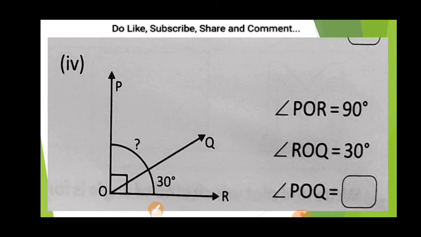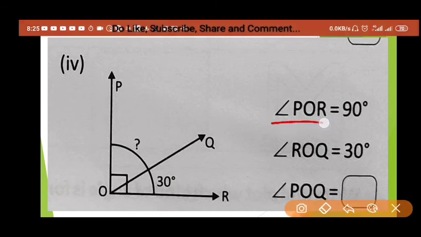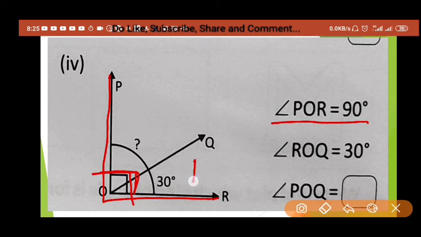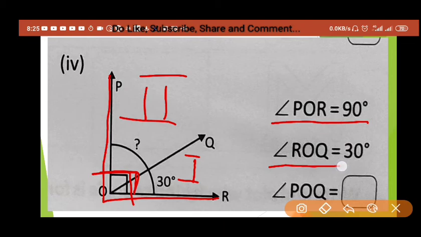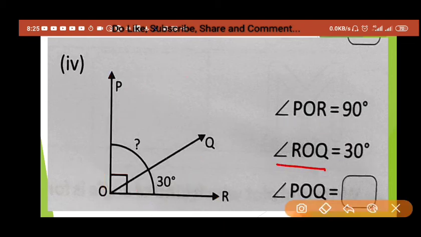Next part 4. Here we have POR, that is 90 degree. Let's check it. POR, yes, that is a right angle. This is the symbol of a right angle, that is 90 degree. Now again we have two parts, first part and second part. First part means ROQ, that is 30 degree. We start with R, O and Q, this is the first part. We have the value 30 degree.